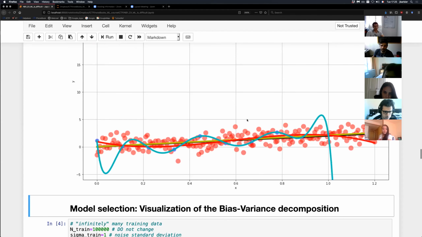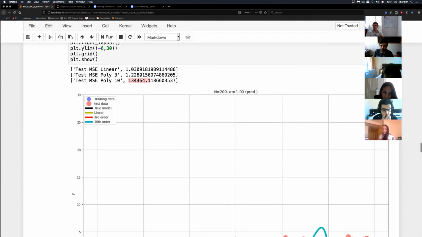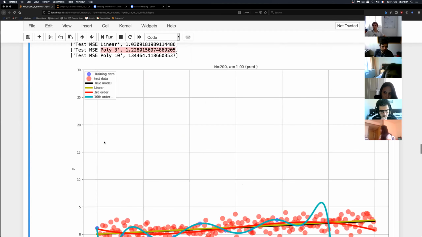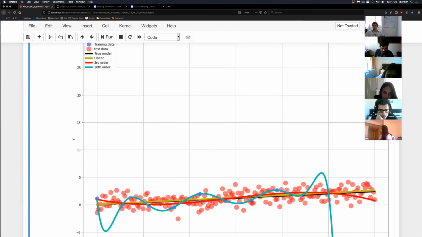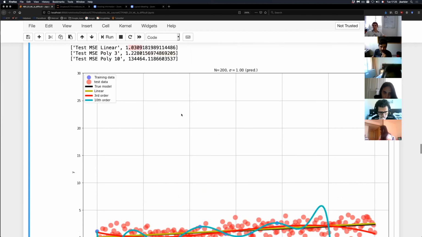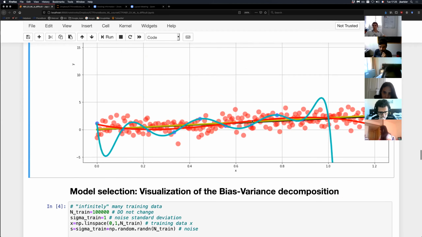Okay. So you see that now the test error of the 10th order polynomial is even bigger than before. And here, again, the linear model is the best. Okay, but it's not so far from the 3rd order polynomial. So the 3rd order polynomial is in red, and the linear model is in yellow, and the true model is in black. Okay, so you see also by eye, it's not so clear that the 3rd order polynomial is better at prediction. It looks like the linear model is better. So this looks obvious actually in this case.